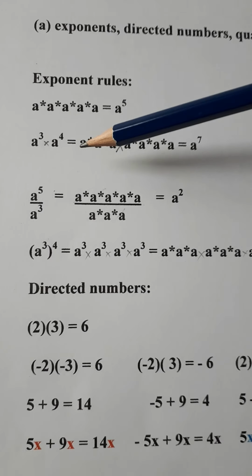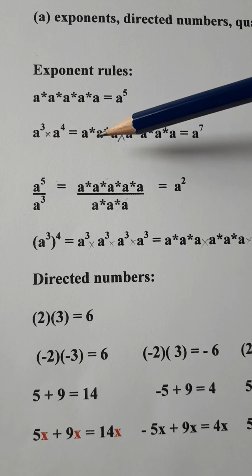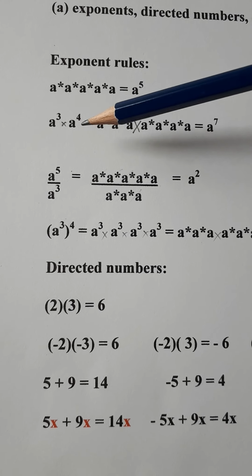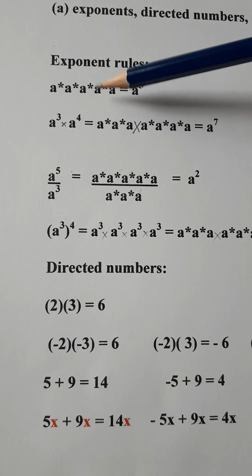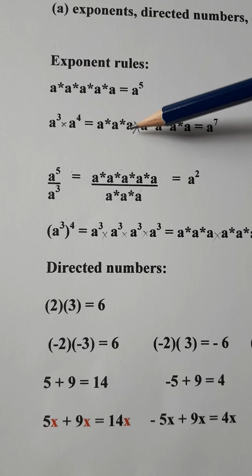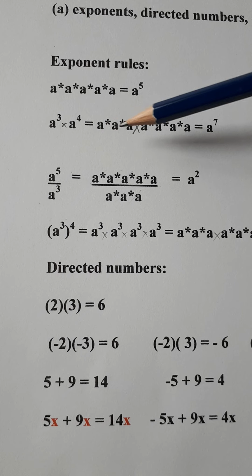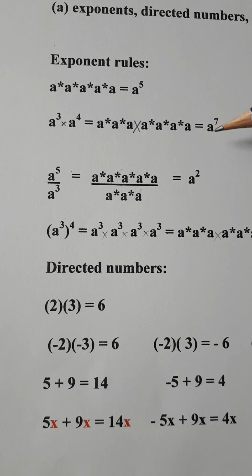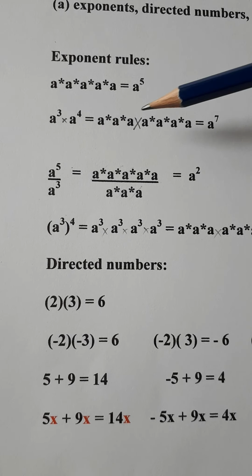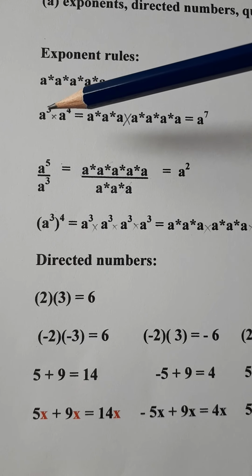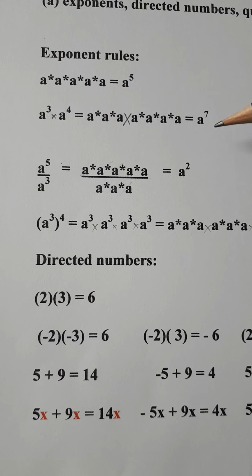If you multiply a to the power 3 with a to the power 4, what is the meaning of that? When you have a to the power 3 like this, you are multiplying a 3 times. Then a to the power 4 means a 4 times. So altogether you have 7 a's. So the answer is a to the power 7. So what you have to do is simply add 3 and 4, it becomes 7.